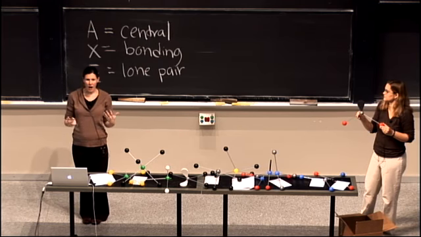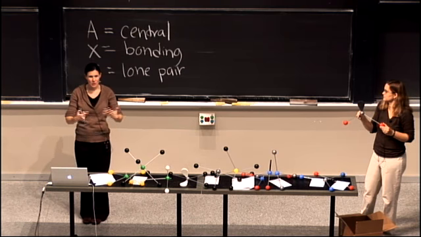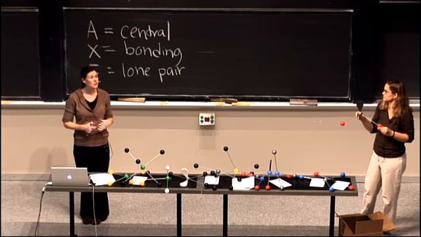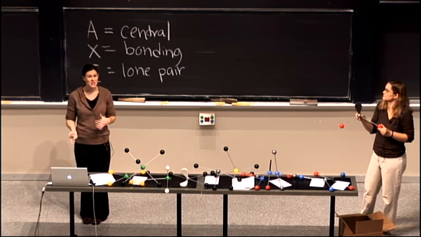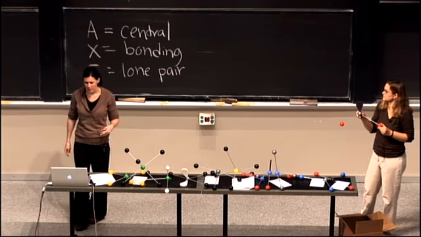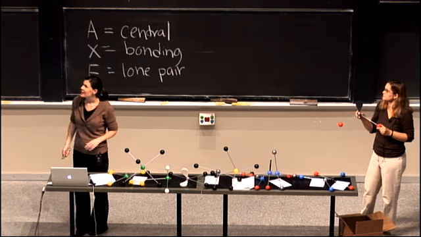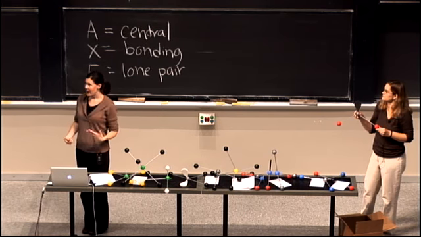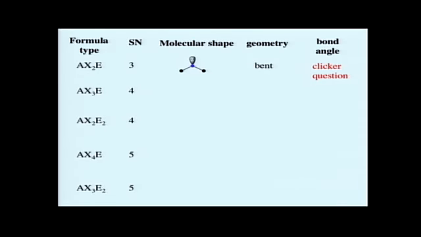And also, when you draw a geometry, you don't always have to draw the lone pairs in, but you have to remember that the lone pairs are very much affecting the angles within your molecule and also the actual shape. So let's start talking about different types that have lone pairs in them. First of all, thinking about AX2E. So we have one lone pair, and the geometry here is bent.